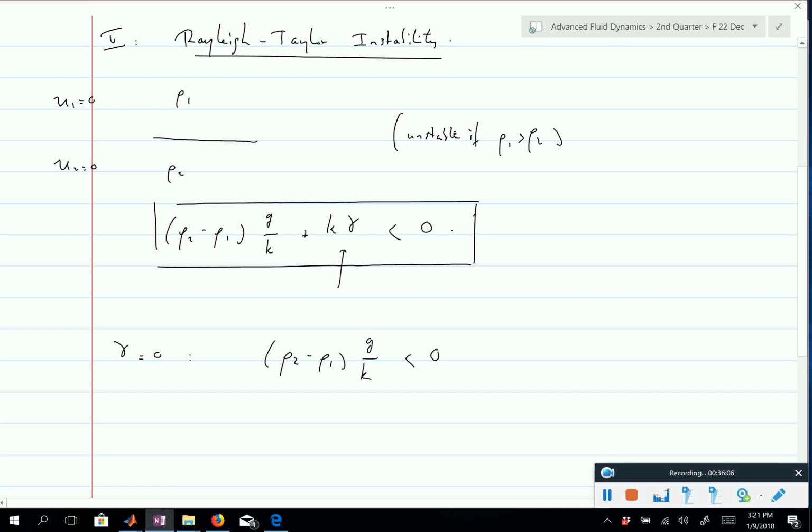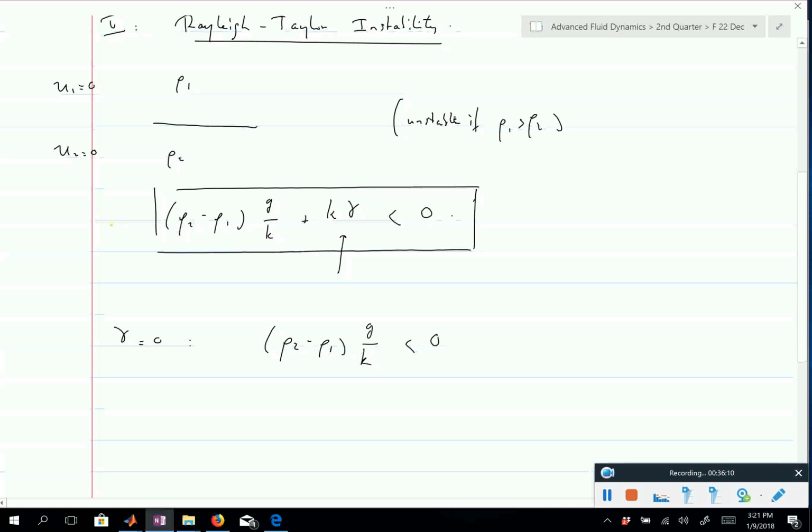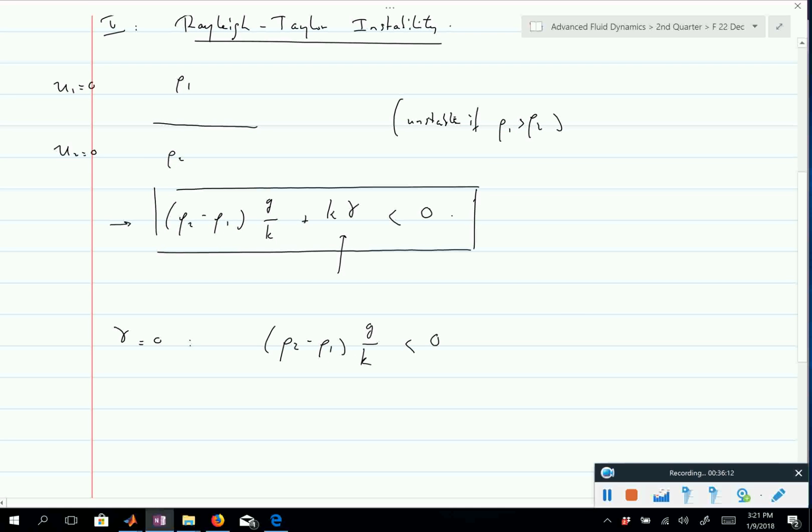This is why you want to do all of this analysis, because from those simple dispersion relations, you get a lot of information out. Okay, this is Rayleigh-Taylor instability.